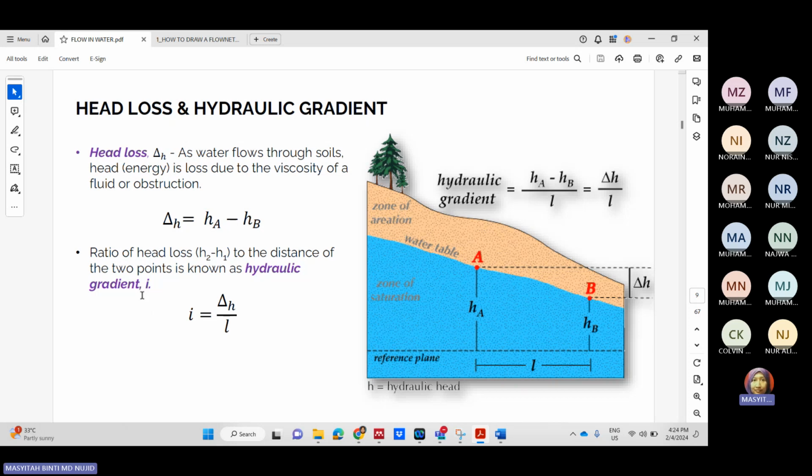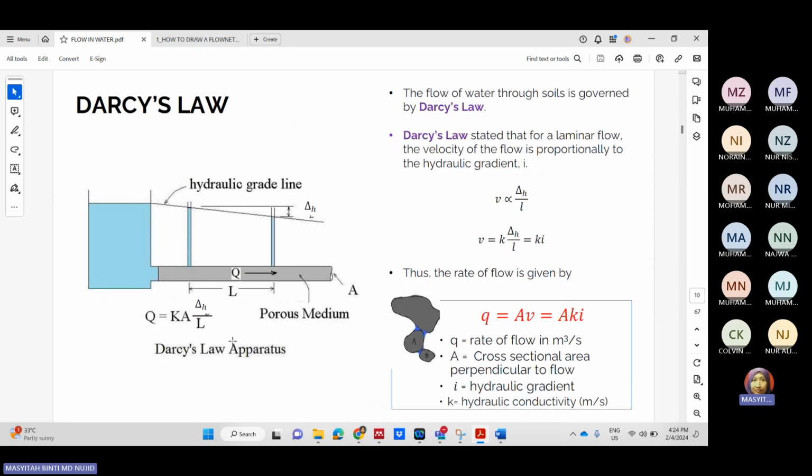Okay, hydraulic gradient is the ratio of head loss to the distance of the 2 points. Maknanya kita dah dapat data H tadi, kalau you tahu jarak dia berapa, kita panggil tu sebagai hydraulic gradient. So the ratio of head loss to the distance, that is the hydraulic gradient.